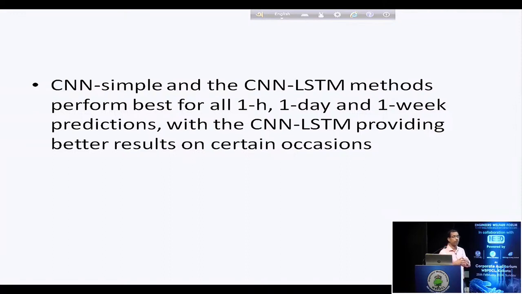And they have also compared the traditional models, I mean the statistical models that I have mentioned, and the physical model also with the CNN LSTM model, and they have observed that the CNN LSTM model is performing better for this kind of forecasting.